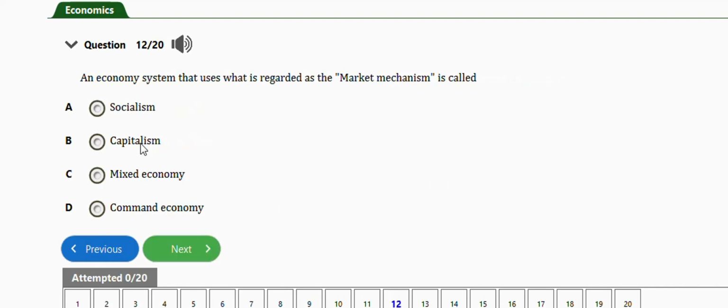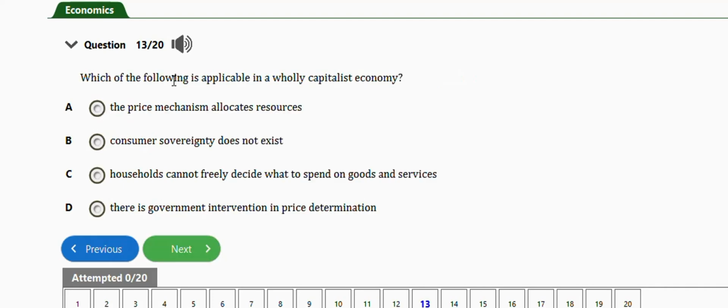Next question. It says an economic system that uses what is regarded as market mechanism is called: socialism, capitalism, mixed economy, command economy. So the right answer is option B, which is capitalism. Next question says, which of the following is applicable in a wholly capitalist economy?